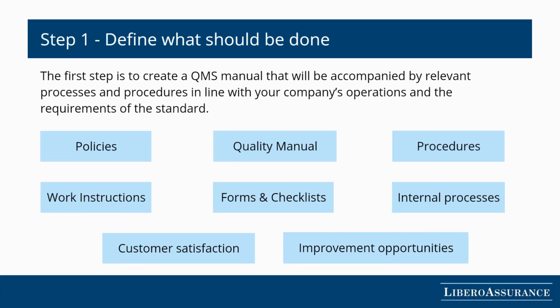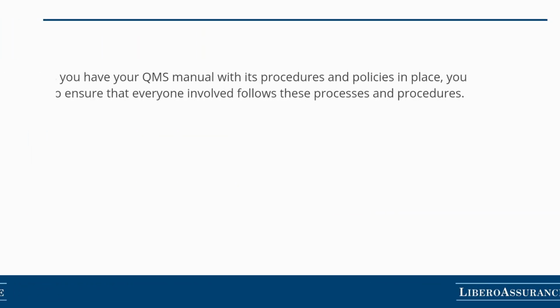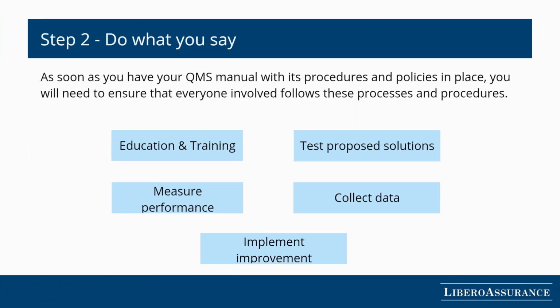The very first step is to develop a quality management system manual, as well as the relevant processes and procedures, in line with your company's operations and the requirements of ISO 9001. Once your QMS manual and its procedures and policies are in place, it is important to ensure that everyone involved follows these processes and procedures.